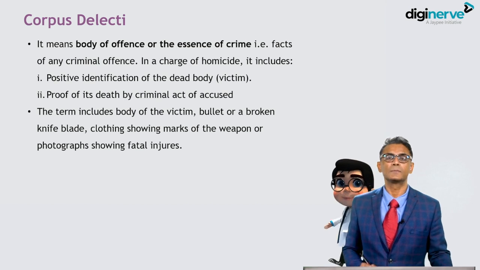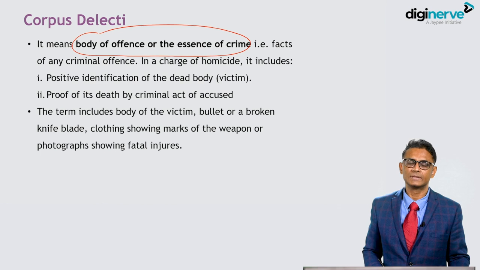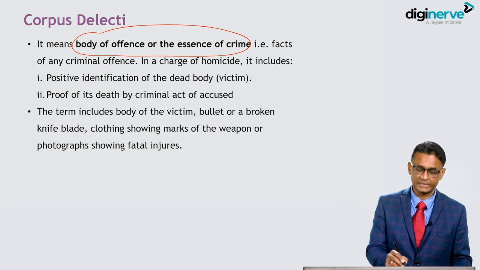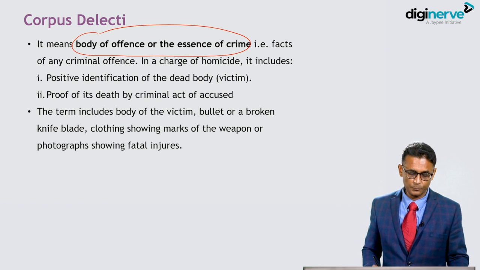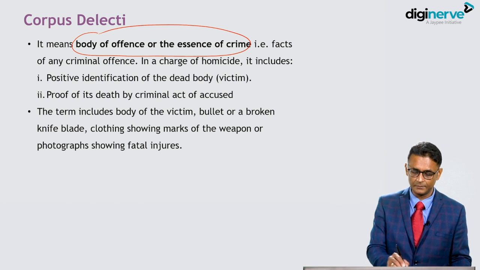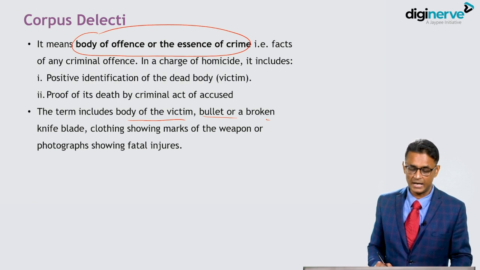Now there is a term which comes as a short note for you. What is corpus delicti? Body of offense or the essence of any crime. That is the facts of any criminal offense. In a charge of homicide, it includes positive identification of the dead body, that this is this person only and no one else, and proof of its death by some criminal act of the accused. The term includes body of the victim, the bullet or a broken knife blade, the clothing showing marks of the weapon or photograph showing the fatal injuries.